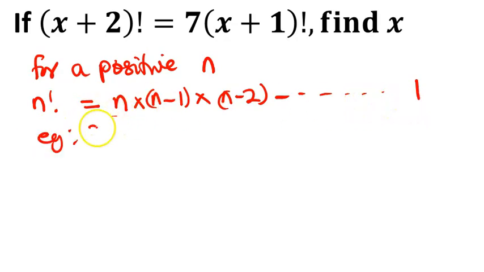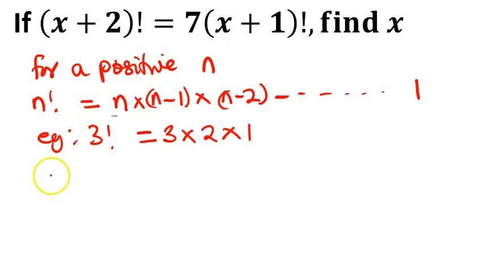That's all. Example, 3 factorial is the same as when you reduce 3 by 1, so 3 times, when you reduce it by 1, you have 2. And then when you reduce 2 by 1, you get 1. We cannot go beyond. So according to factorial, the last number should be 1.